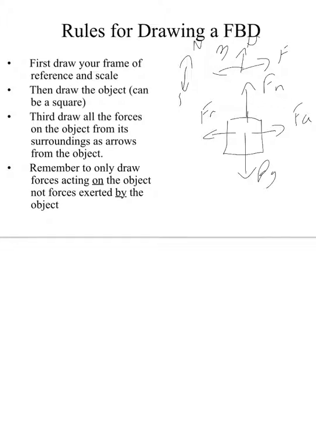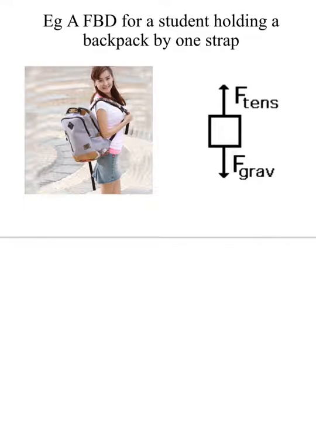Okay, really, that's all it is. The only important thing is you only draw forces acting on the object. Okay? You don't draw forces done by the object, because you're going to see those don't actually even affect what the object's doing. So, for example, a free body diagram for a student holding a backpack. Well, force of gravity is pulling it down, the strap's pulling it up. The backpack's not falling, the kid isn't falling over, so they must be balanced. So you draw them equal.